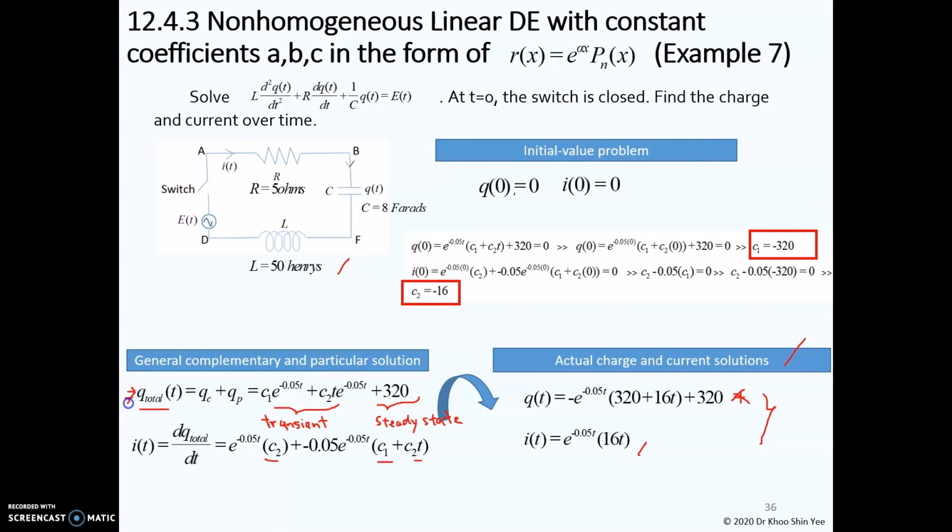In mathematics, we know that we can obtain the total charge equal to the complementary solution plus the particular solution. So this is your complementary solution and this is your particular solution. For the engineering application, we also call the complementary solution the transient solution. And the particular solution is also known as the steady-state solution. The complementary solution is the response due to the initial condition.